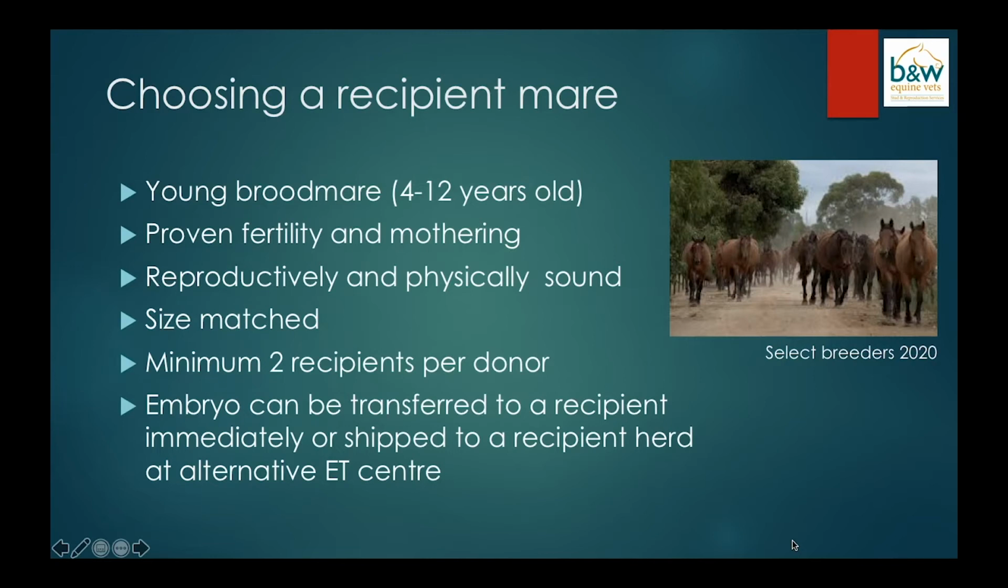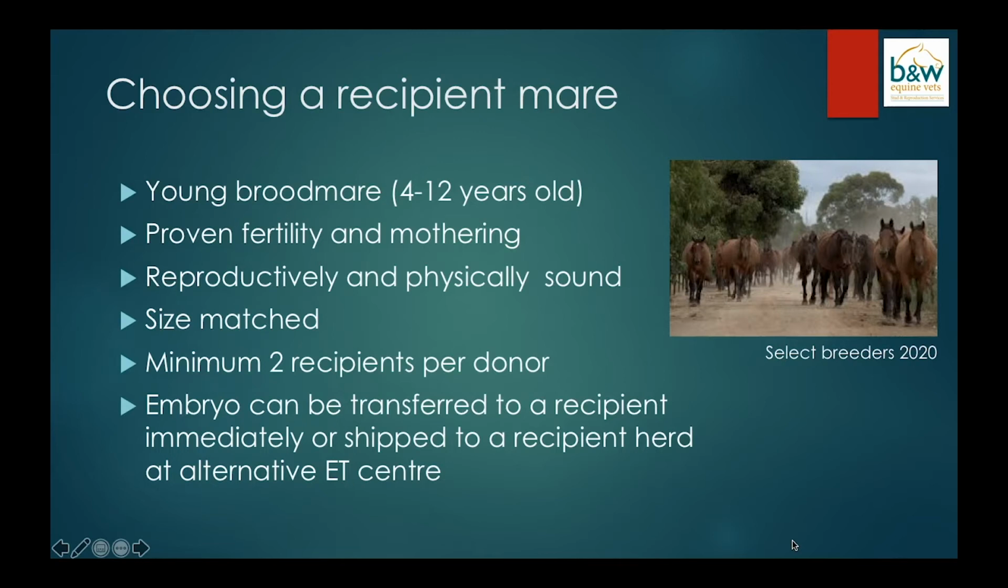Recipients should be young, between 4 and 12 years old. They should have proven fertility and mothering skills, and they should be assessed prior to committing them to being a recipient. They should be assessed by a vet to determine that they are reproductively and physically sound. The reproductive assessment may include tests such as uterine swabbing for culture and cytology, and potentially uterine biopsy as well.